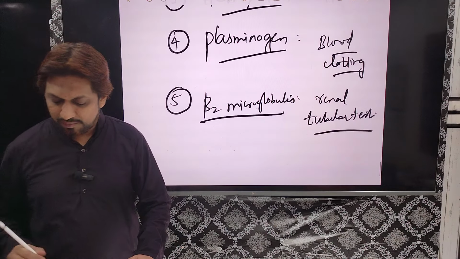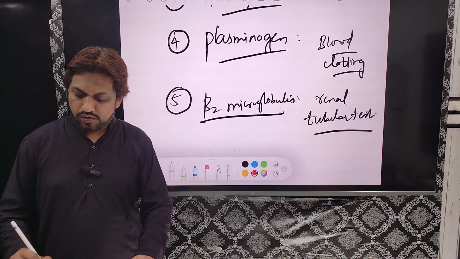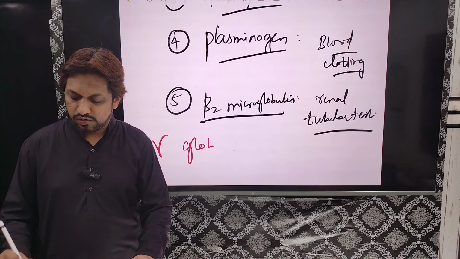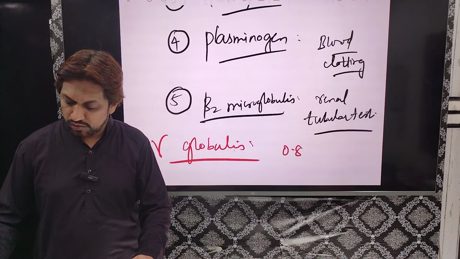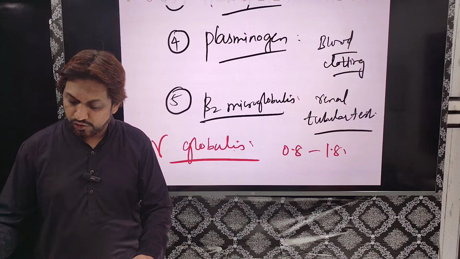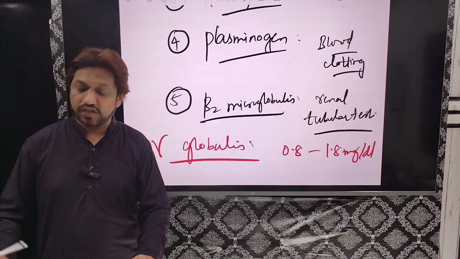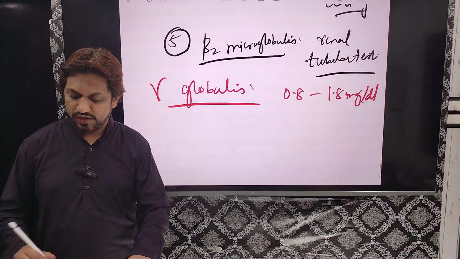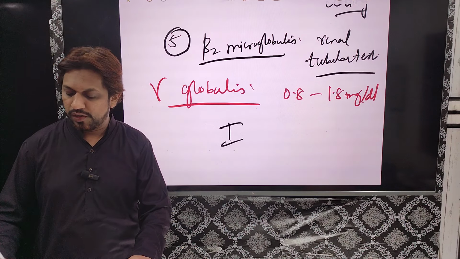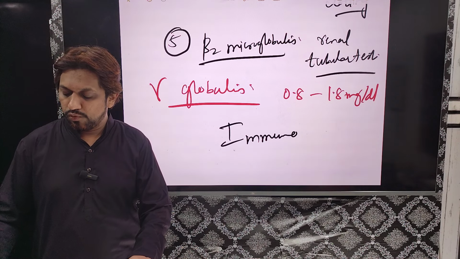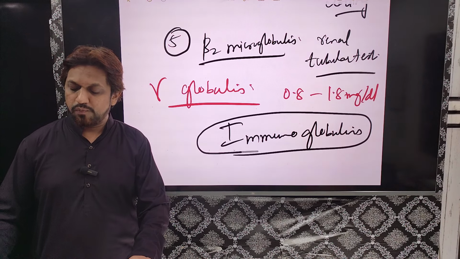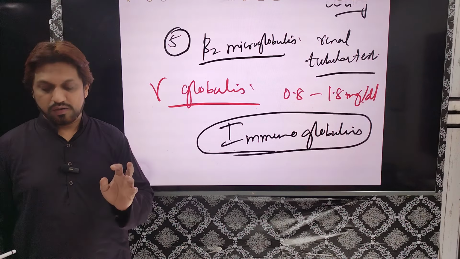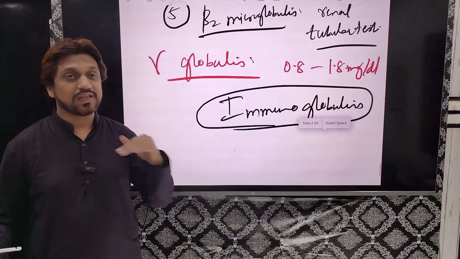Finally, gamma globulin. The normal value of gamma globulin is 0.8 to 1.8 milligrams per deciliter. The important gamma globulins are immunoglobulins. Now this is very important. Immunoglobulins help in maintaining immunity. Immunoglobulins are basically the antibodies.